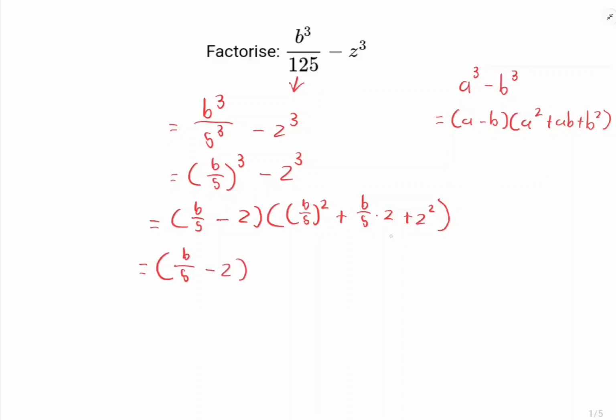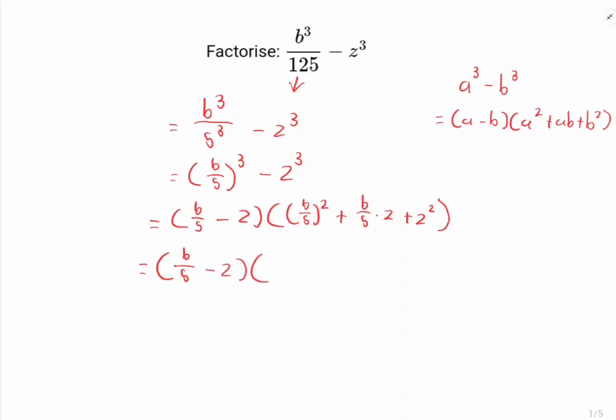Can we factorize this? It looks like we can't. If there was a 2 here, we would be able to factorize it. It would end up being something like b over 5 plus z squared. But we don't have a 2 here. So it's just one of the techniques you need to know, one of the things you need to see. But in this case, we can just leave it as is.